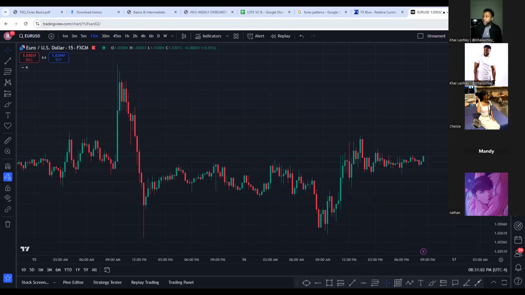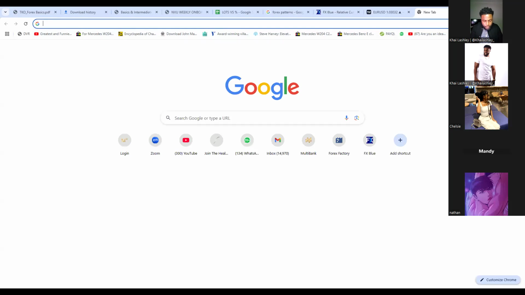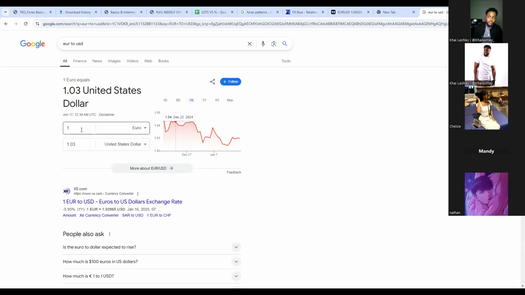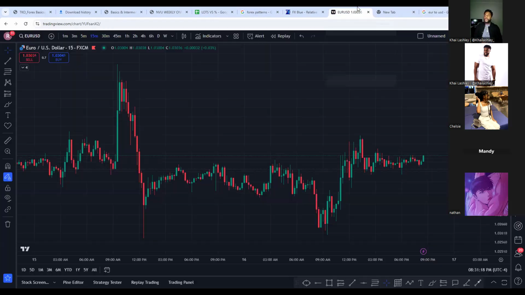Okay. How do we know this? You could go to Google if you want. Euro to US dollar: 1 Euro is 1.03 US dollars. All right. So you see this fluctuation here. All that happens is that when we go on TradingView, we see the entire movement. We see all the movements.